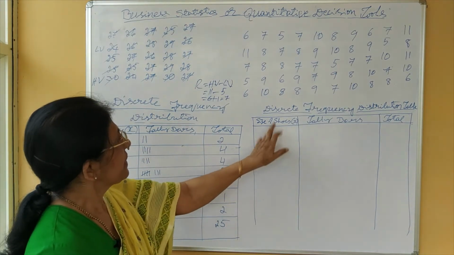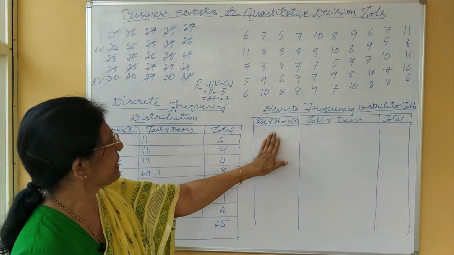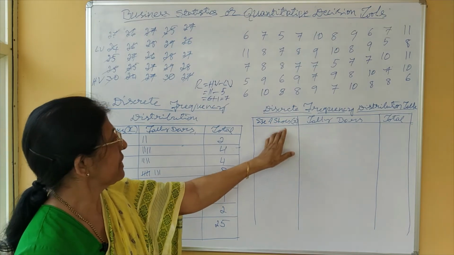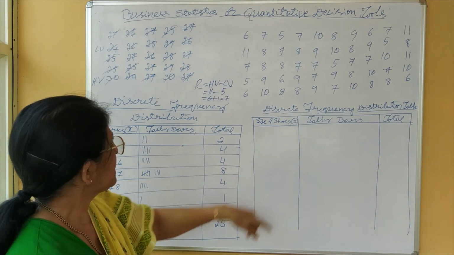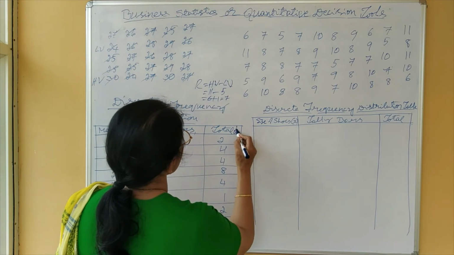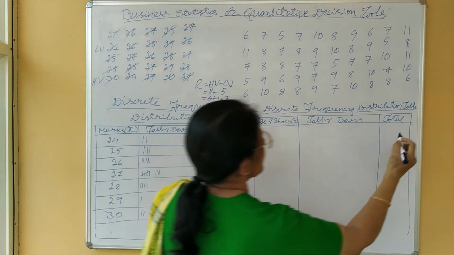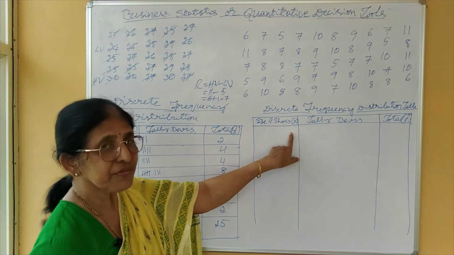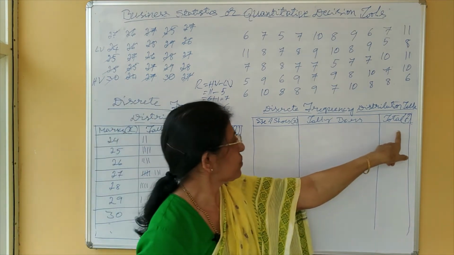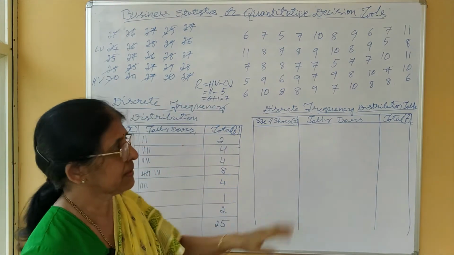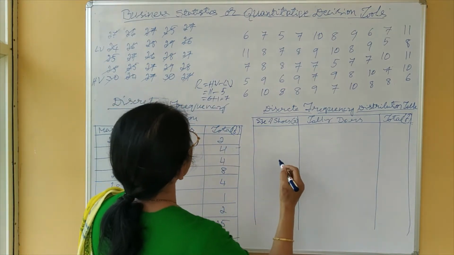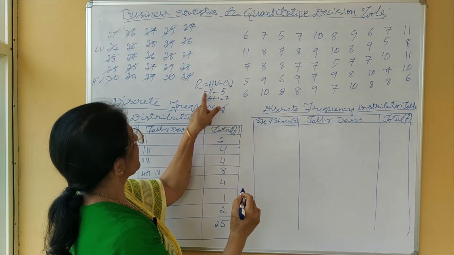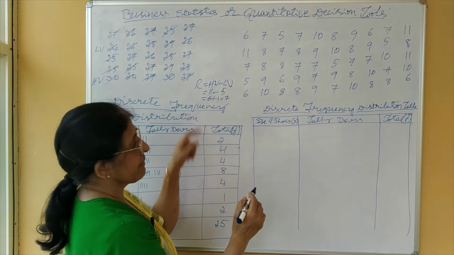Now, in the discrete frequency distribution table, first we have to take the variable, here size of shoes, that is taken as X, and the total is denoted by F. Total is nothing but frequency, isn't it? Size of shoes is the variable and total is frequency. Now, when you take size of shoes, the lowest value is 5. Therefore, we have to start from 5 and take up to 11.